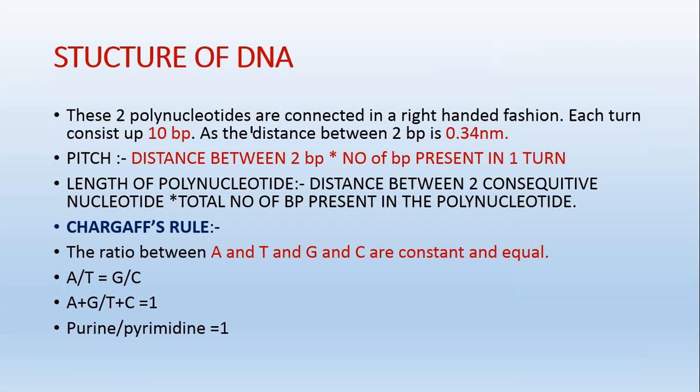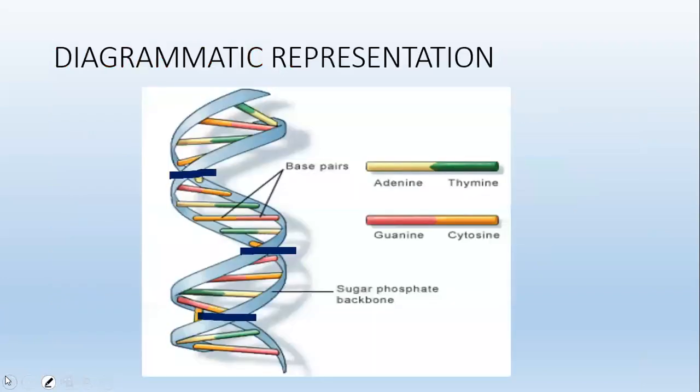Each turn consists of 10 base pairs. If I'm talking about the turn, you can see these are the turns. In the picture they have not shown it so clearly, but if you count here 1, 2, 3, 4, like this, there will be 10 base pairs here. Each turn will have 10 base pairs. For example, let me draw here 1, 2. I'm just going to count 1. This is one base pair.